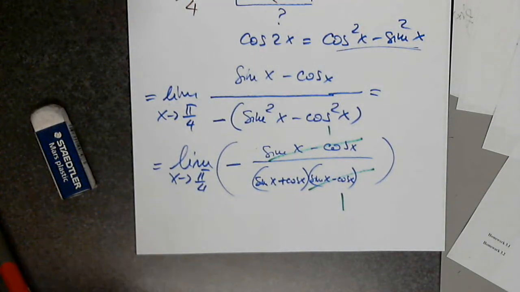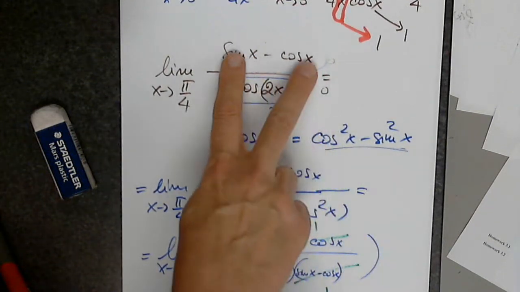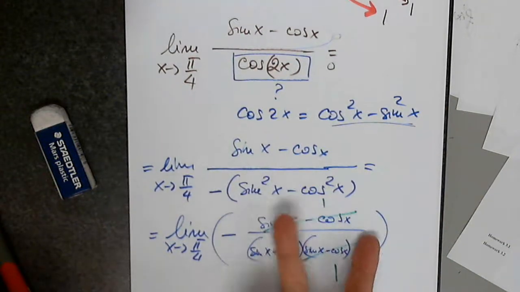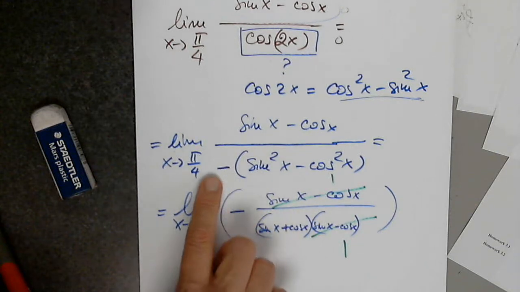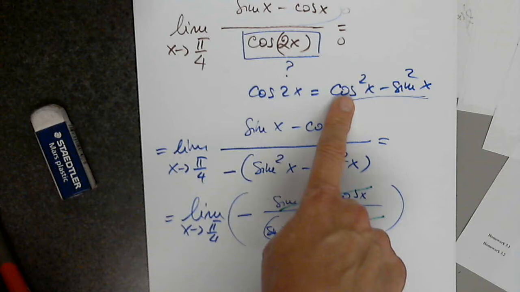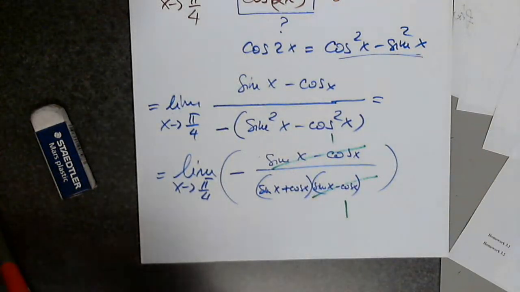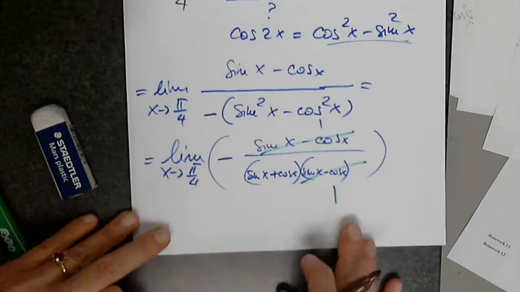Wait, why is the denominator negative? The denominator is not negative. I factor out -1 because I have sine x minus cosine x in the numerator, and I had to switch it. They have to be in the same order. So I factor out -1. -1 times sine squared is this. -1 times negative cosine squared is that. It's not the denominator. It's the whole fraction now. Yes. Very good. So then what next?